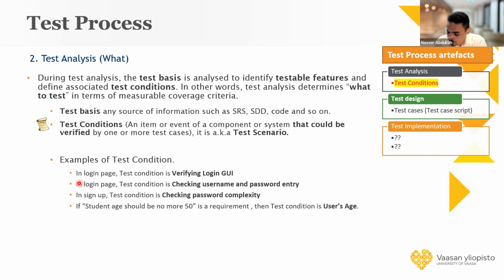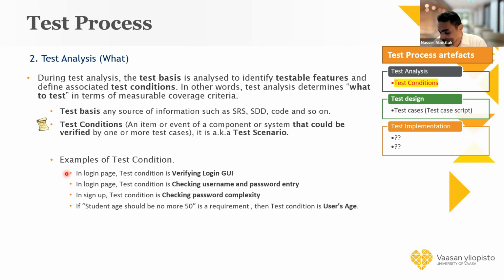Here is an example of test conditions. The first one is verifying the login GUI. You have the login module and you want to verify the login GUI, which means checking that the text box is working well, the button is working well, and uploading a photo is working well. This is what we call a test condition.